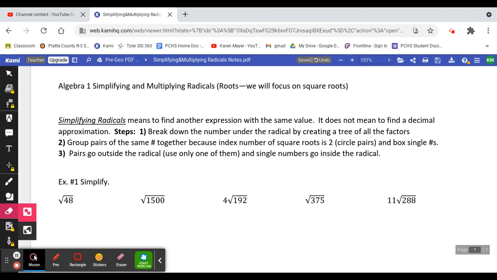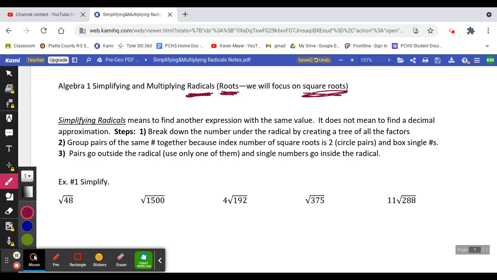Okay, today we're going to talk about how to simplify radicals and then also how to simplify and multiply radicals. First thing you need to know is what a radical is. A radical is just a big fancy word for a root. And the most famous root out there is the square root. So all of the problems today revolve around a square root.